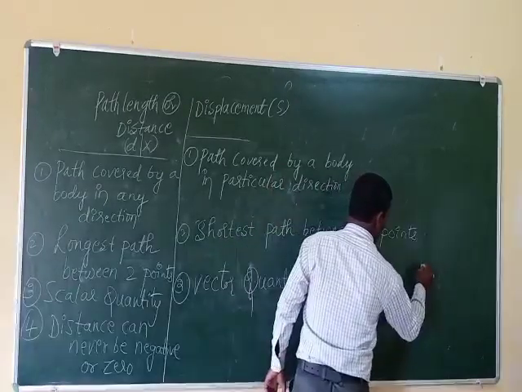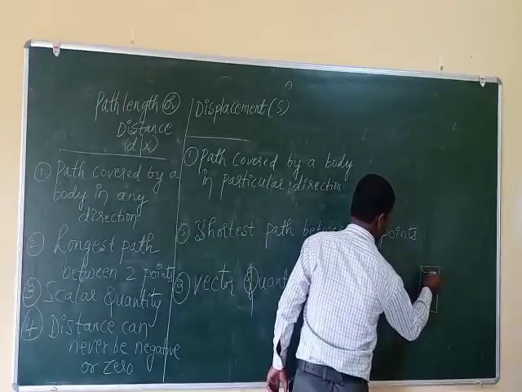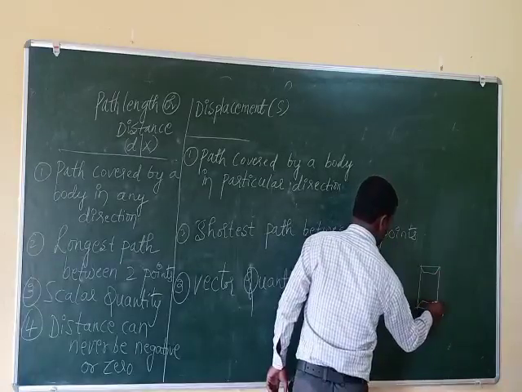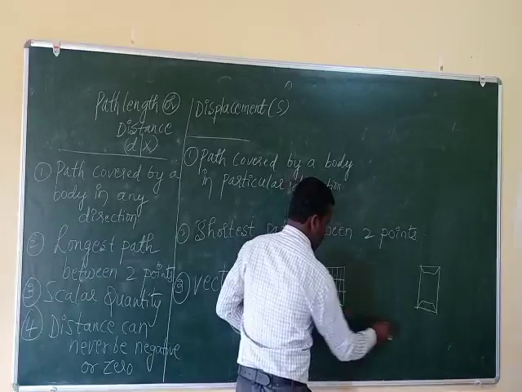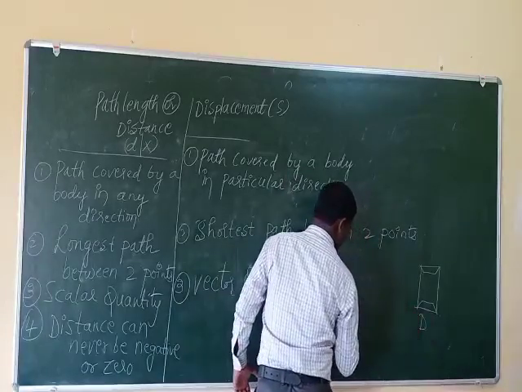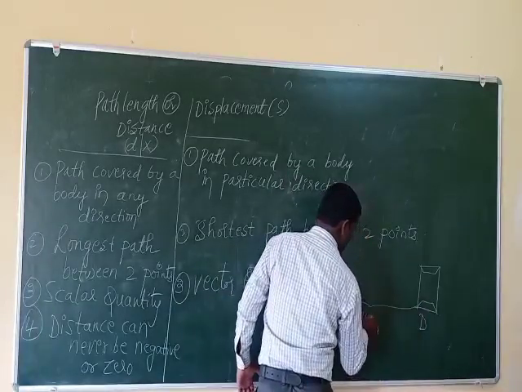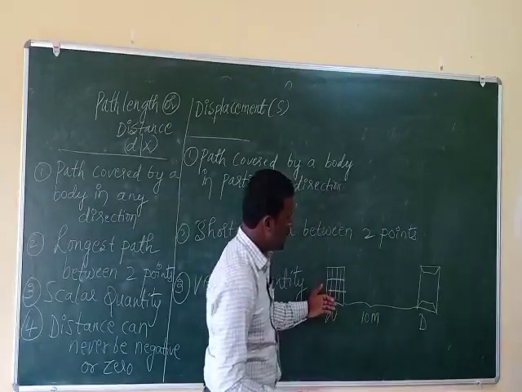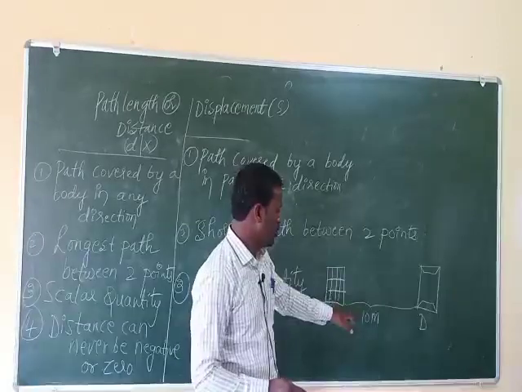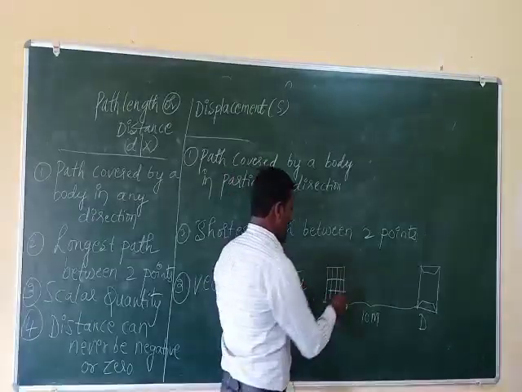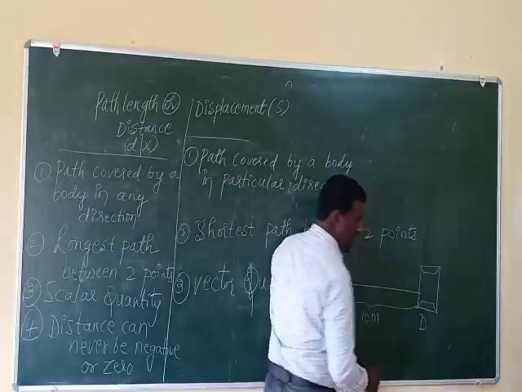And this is the door. Right? This is the door. So window to door. Here the distance is 10 meter. Distance between window and door is 10 meter. So from here to here, I covered 10 meter.